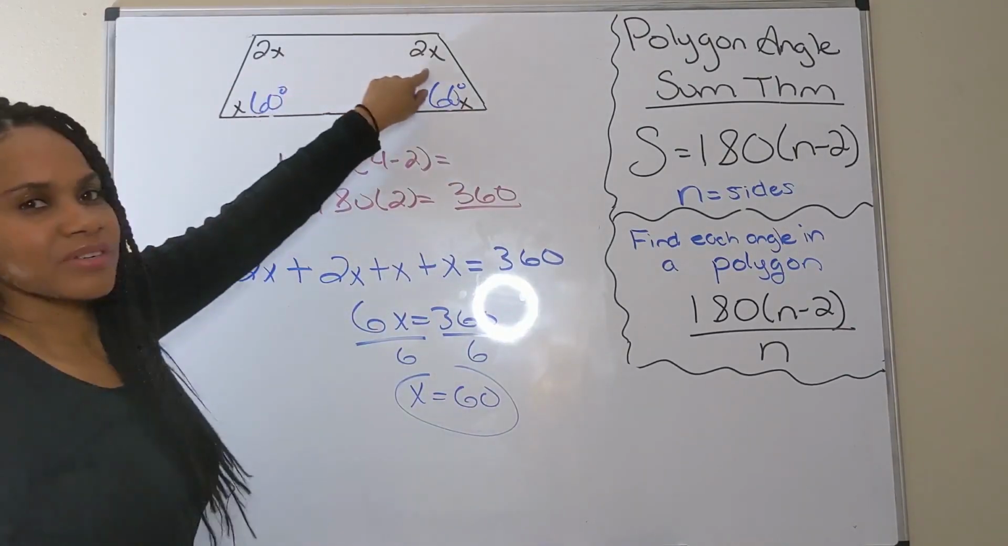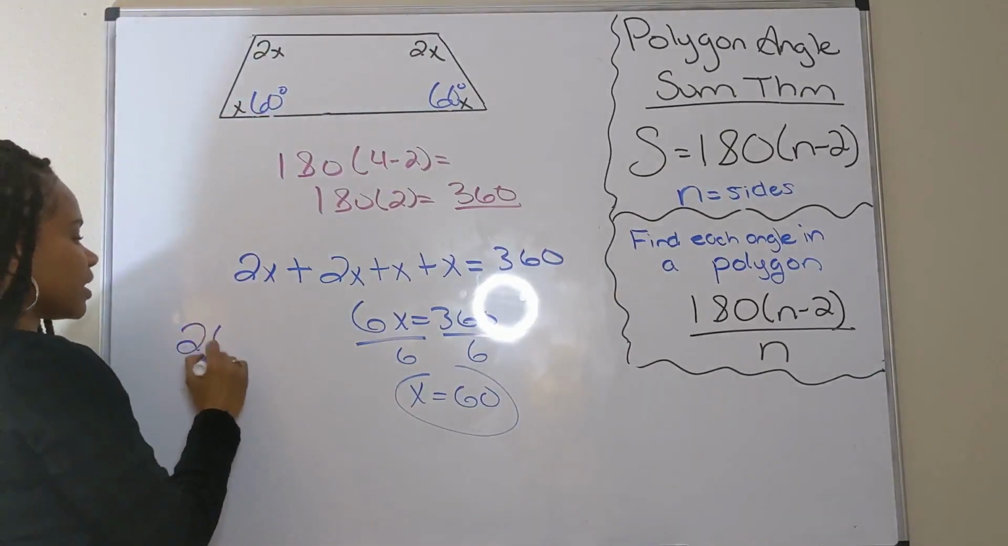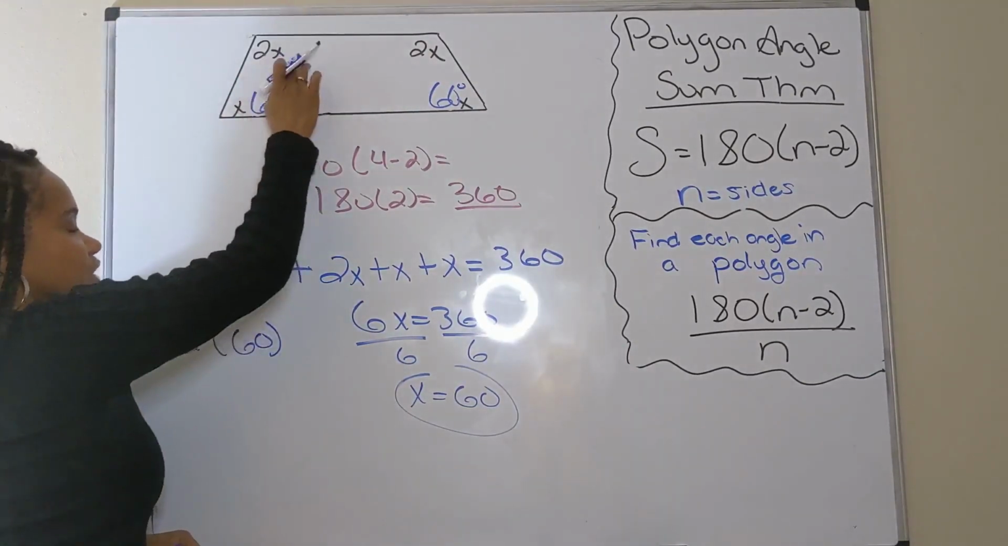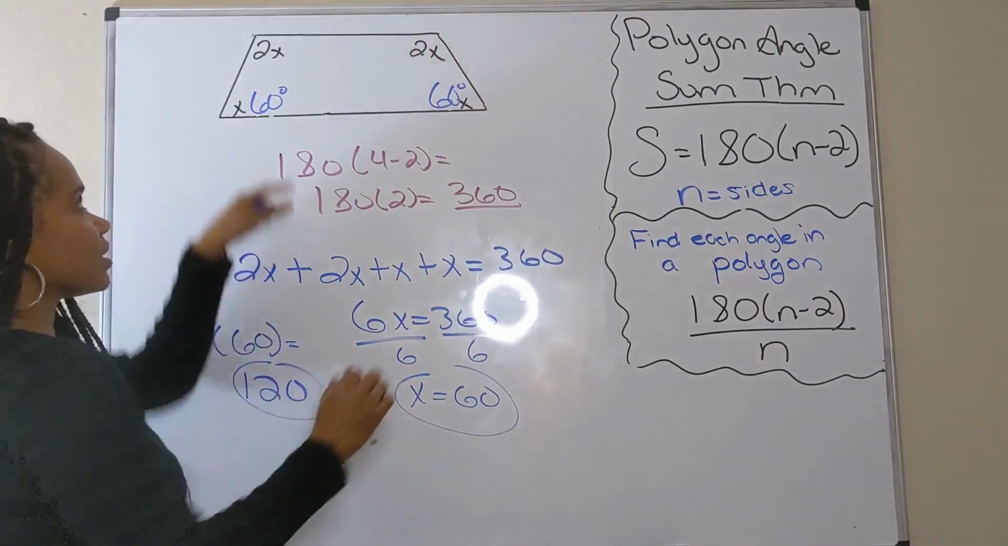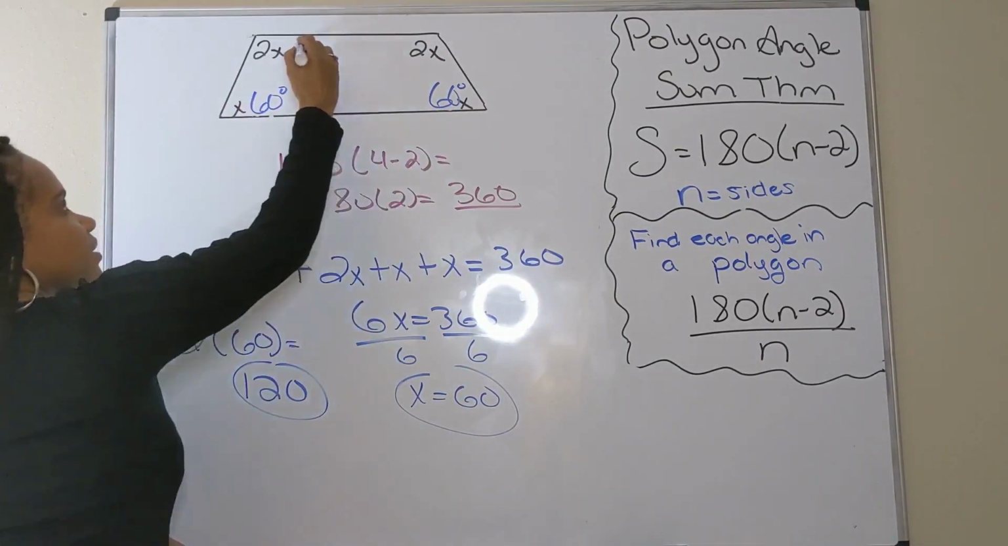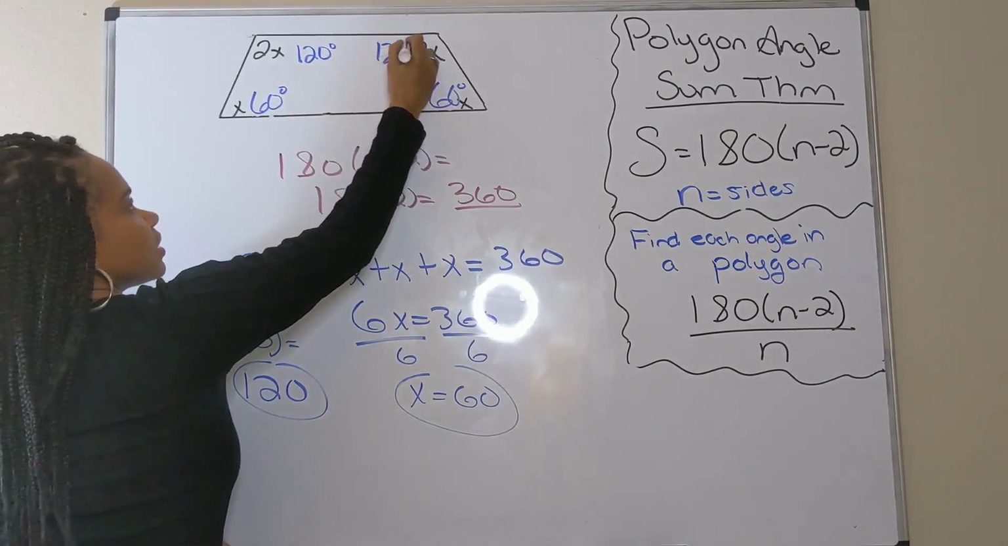How do we find the measure of these two angles? Well, we just plug in x. So 2 times 60, so 2 times x, that is 120. So the measure of each one of these angles is 120 degrees.